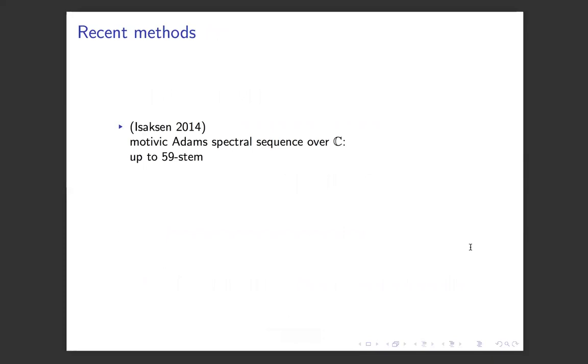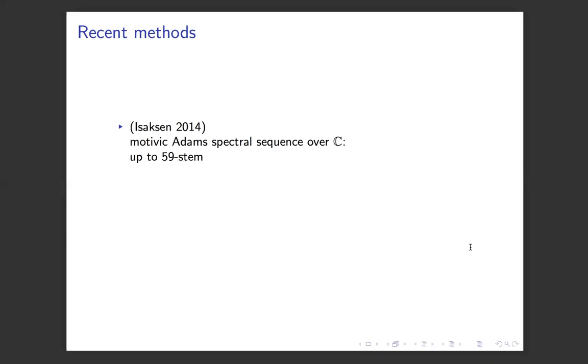So in 2004, Dan Isaksen used the motivic Adams spectral sequence over the complex numbers and computed the motivic stable stems up to the 59 stem, and then also computed the classical stable stems up to the 59 stem.